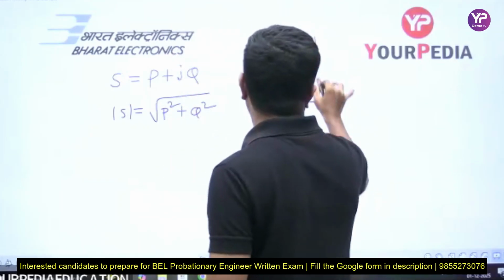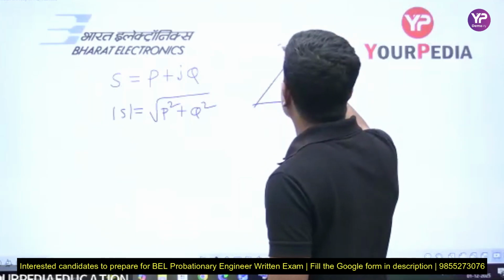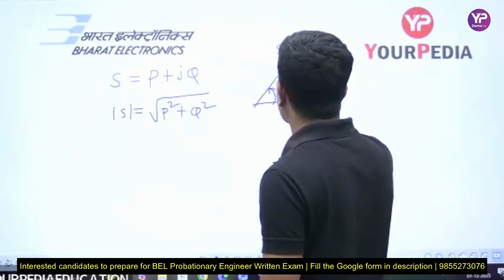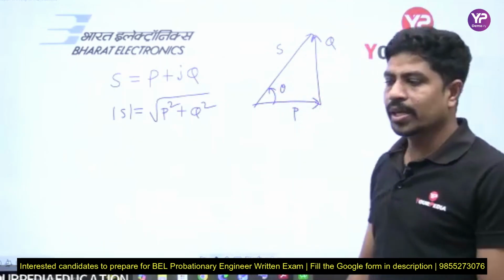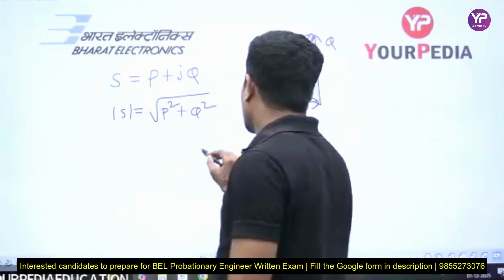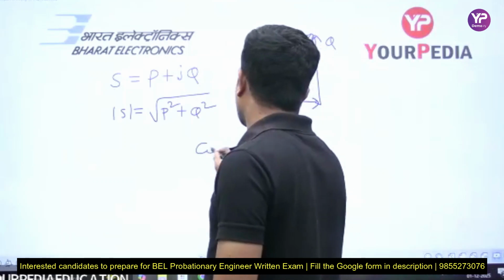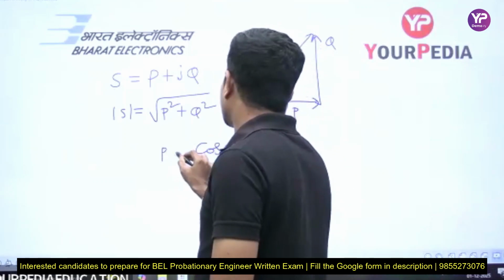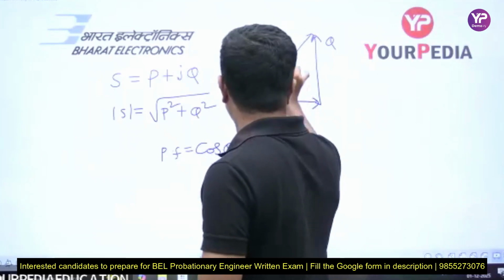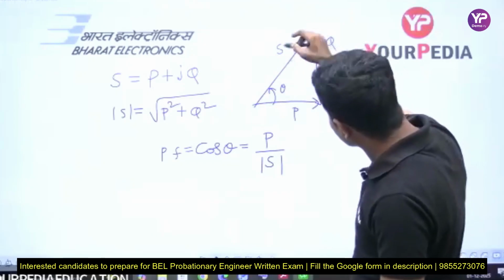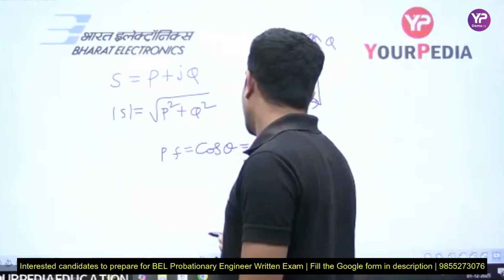If I draw a power triangle, which is a right angle triangle, this is P, this is Q, and this is S. Let me take this angle as theta. You can take it as phi also, but phi and Q can cause some confusion, that's why I took theta. Now, cos theta, which is called the power factor, is equal to P by S. All these are magnitudes, please. Length means magnitude only. So mod P by mod S.